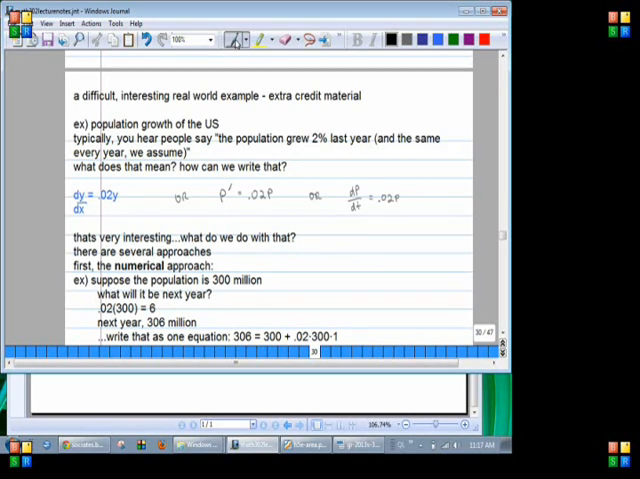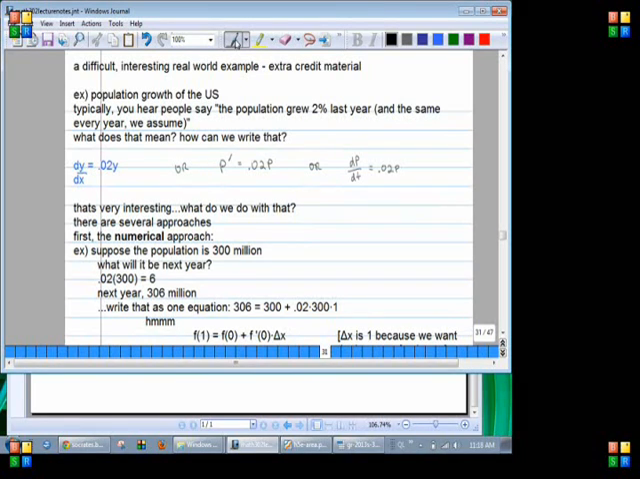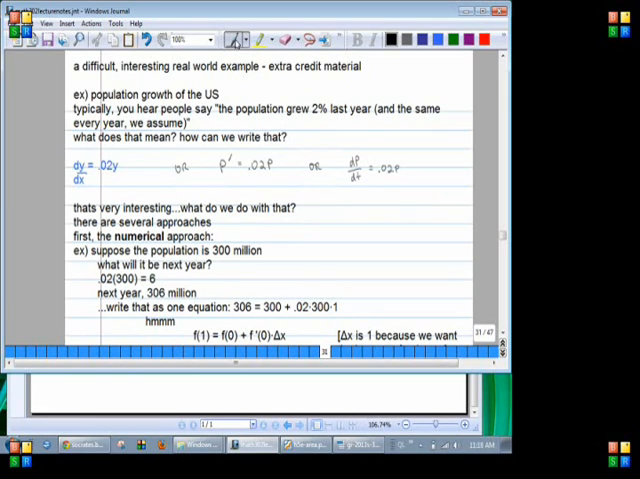So if we just write that as one equation, it would look like that. Well, mathematically, it's that. So think of the current year as t equals 0. Then f of 1 is just f of 0, which is 300 million, plus f prime of 0, which is the rate, which we know is 0.02P, times delta x, really delta t. And we said next year, so that's just a change of 1 year.